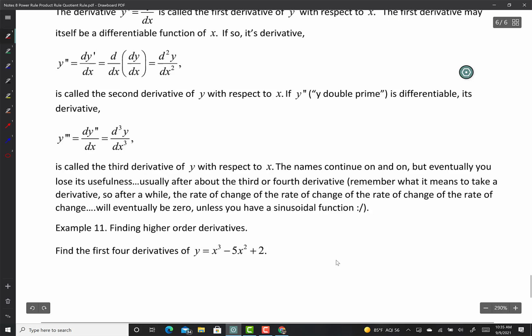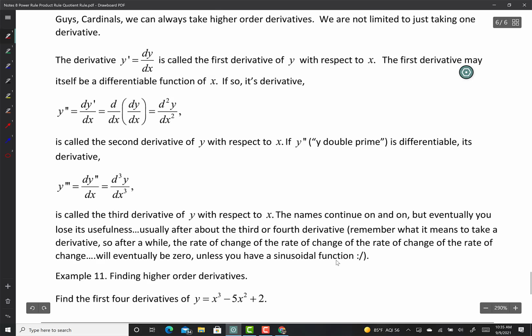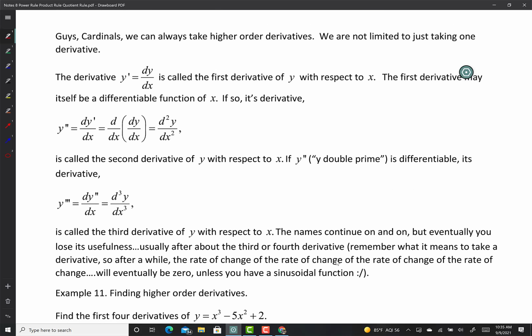Are we ready for higher order derivatives? Yeah, I think we are. Relax, guys, relax. You can take more than just one derivative. You can take a second derivative. You can take a third derivative. Remember what it means to take a derivative. It's just the rate of change, and instantaneous. So let's start at the very basic.